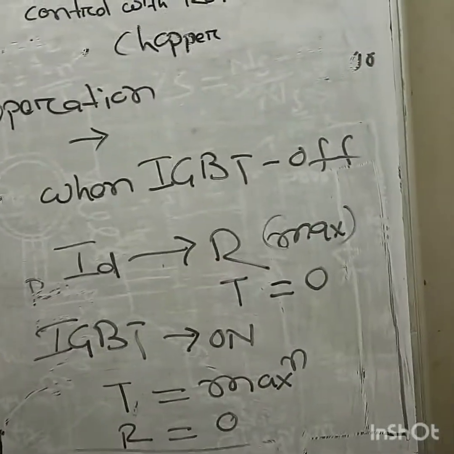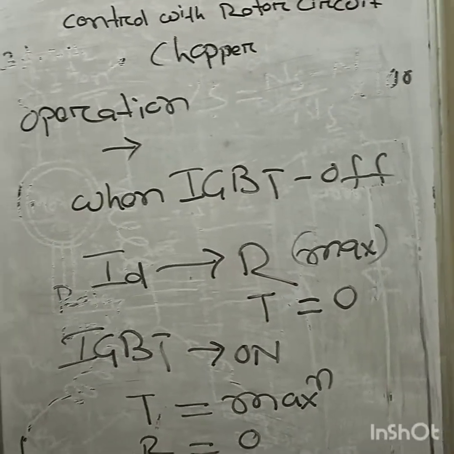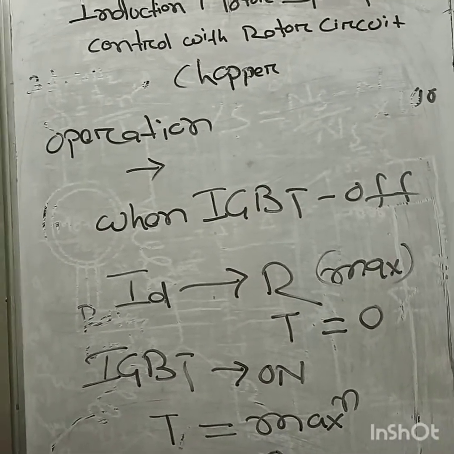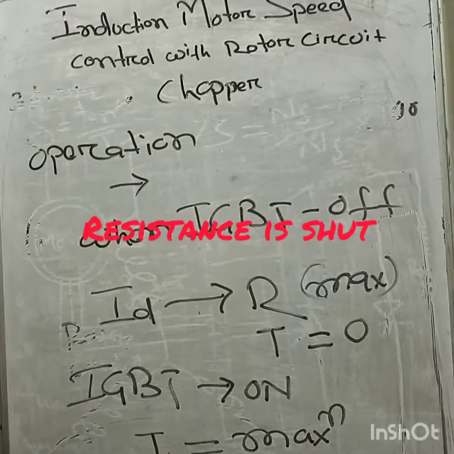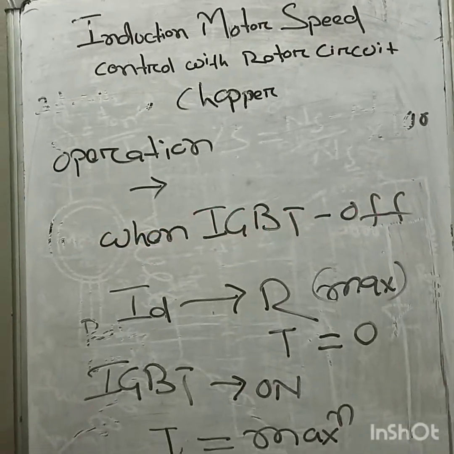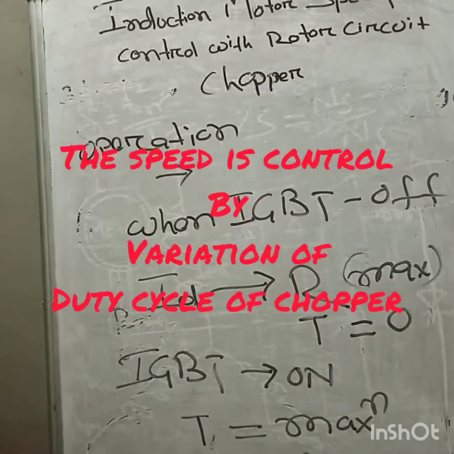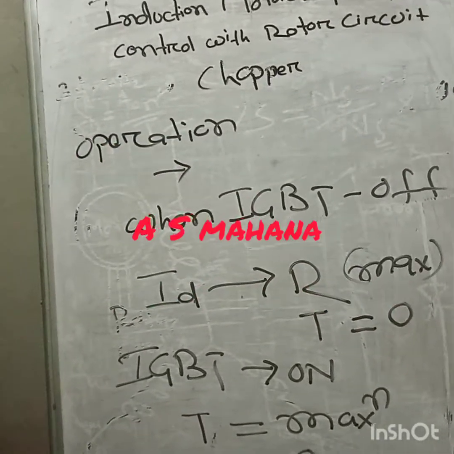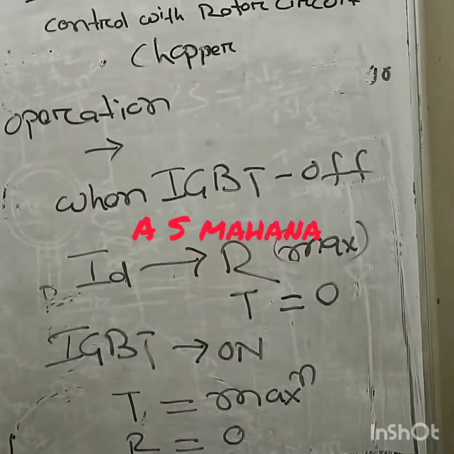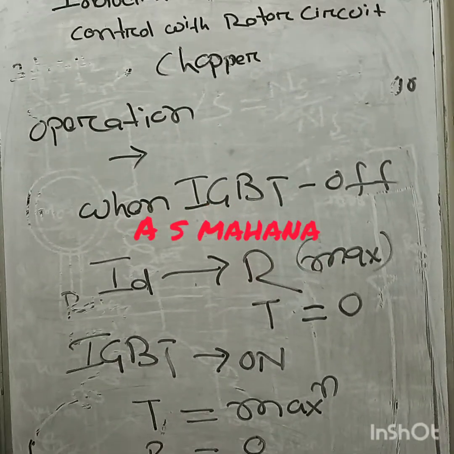From this principle, by varying the time and the resistance, we can control the speed of a slip ring induction motor. What are the disadvantages of this? Poor drive efficiency, speed regulation range is limited, lower efficiency of the motor.